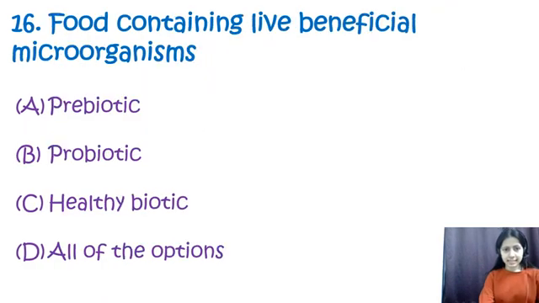Question number 16. Food containing live beneficial microorganisms. Option A, prebiotics. Option B, probiotics. Option C, healthy biotics. And option D, all of the options. So the correct option is option number B, that is probiotic. Probiotics are live microorganisms that, when consumed in an adequate amount, provide health benefits to the host.